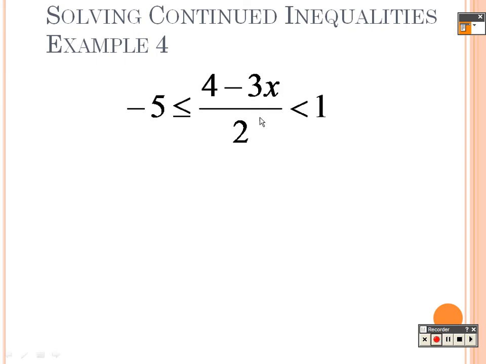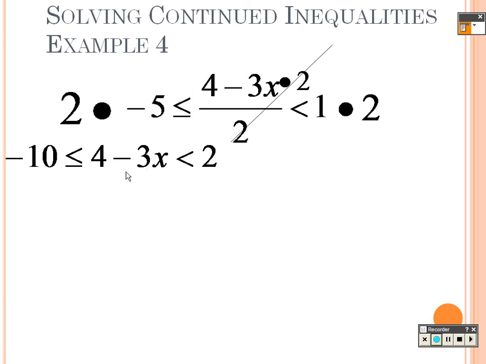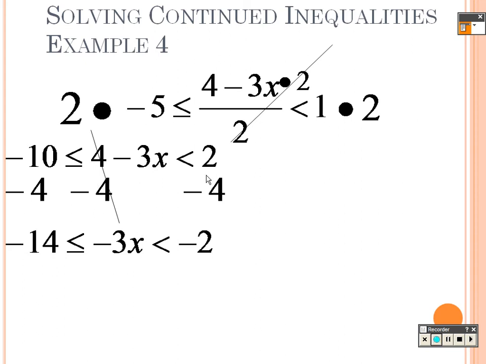Alright, this is divided by 2, so I'm going to multiply both sides by 2 to get rid of that 2 on the bottom. So I get negative 10 is less than or equal to 4 minus 3x, which is less than or equal to 2, because 2 times negative 5 is negative 10. 1 times 2 is 2. So I'm minus 4, which means I have to minus 4 on all sides, so I get negative 14 is less than or equal to negative 3x, which is less than or equal to negative 2. And I divide by a negative 3, which means I have to divide everything by a negative 3.